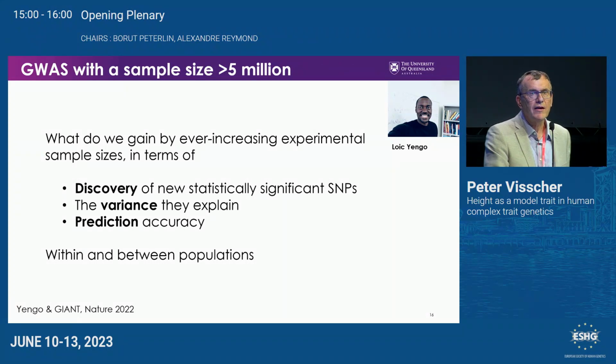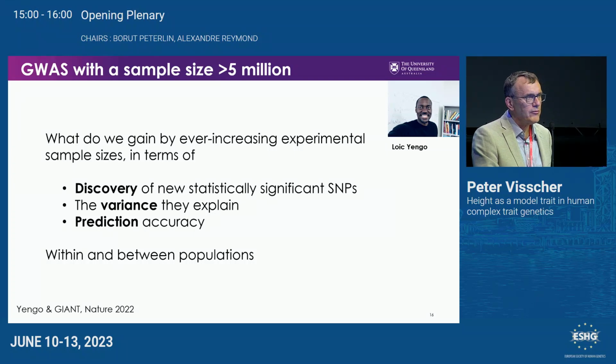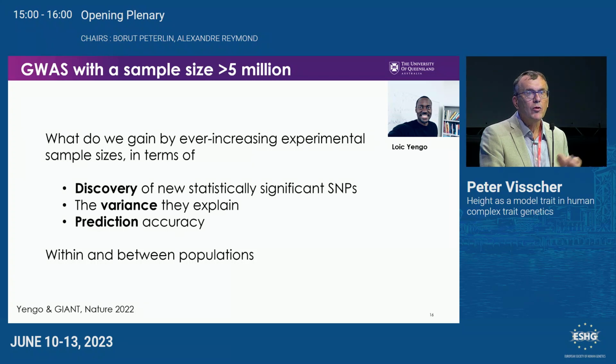So the next question is then, coming back to GWAS. Here we wanted to address the question: what happens if you keep increasing your experimental sample size in GWAS? What happens to the discovery element? How many more variants do we discover that are statistically significant? How much variance do they explain cumulatively and jointly? And how well do they predict phenotypes in new samples, both within and between populations of different ancestries? This is work from the GIANT consortium, led by Loic Yengo.